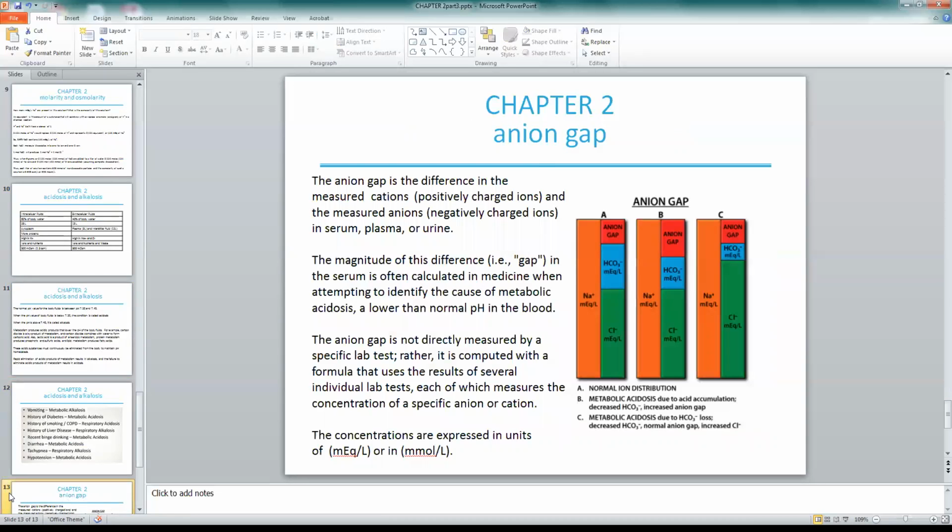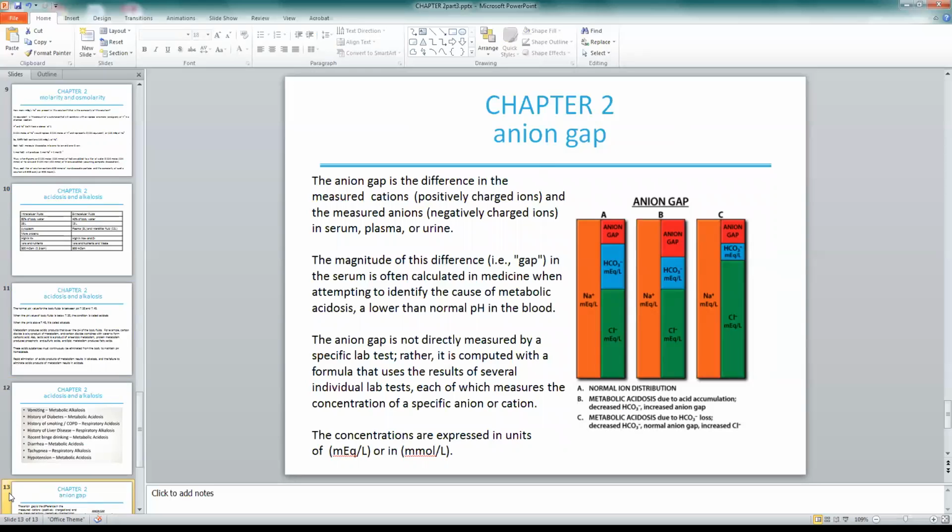And so how do we diagnose this? What we're looking for is the anion gap. The anion gap is the difference in the measured cations, our positively charged ions, and the measured anions, our negatively charged ions, in blood serum, in plasma, or in urine. The magnitude of this difference is what we refer to as the gap. In serum, it's often calculated when trying to identify what's causing metabolic acidosis, so when the pH in the blood is lower than it should be.